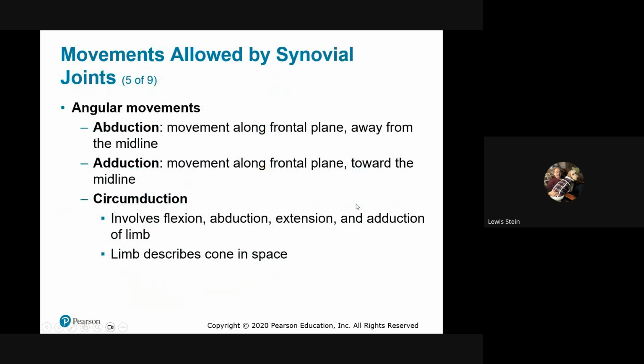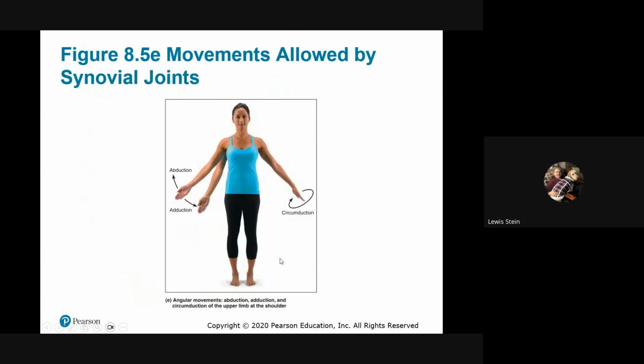Pretty straightforward. Abduction and adduction: frontal plane, and again, all about the anatomical position. Circumduction involves all of these, in that conical space. They're just showing you where this is. You can hyperadduct like this. You can cross your legs, you can cross your arms. It's not necessarily inherent stability, but you have the capability of doing it. How often do we do this? Unless we're doing something just to make a point.